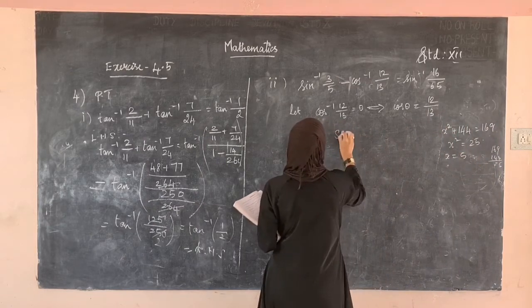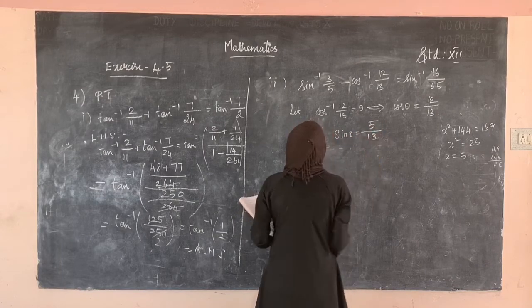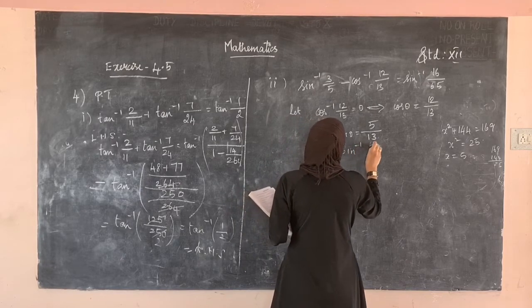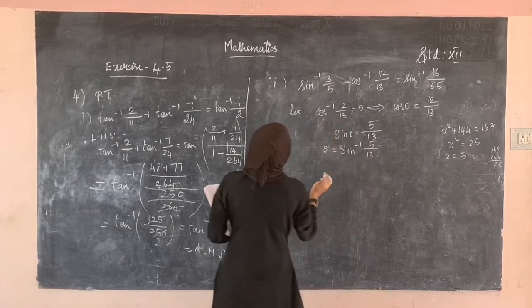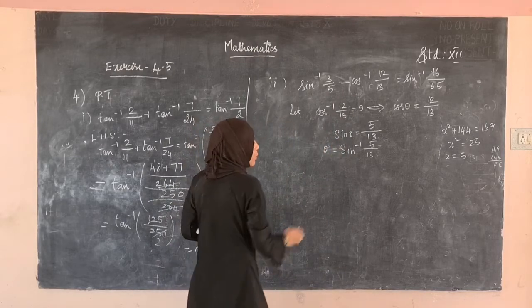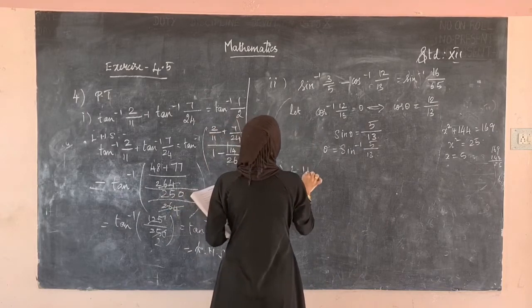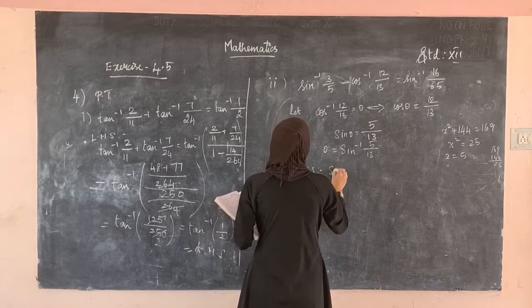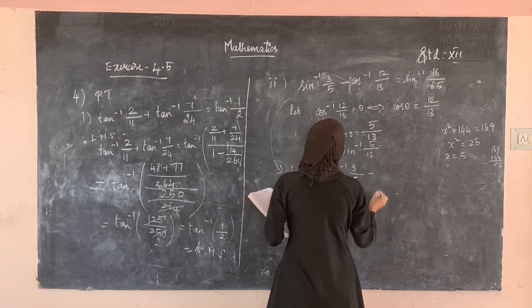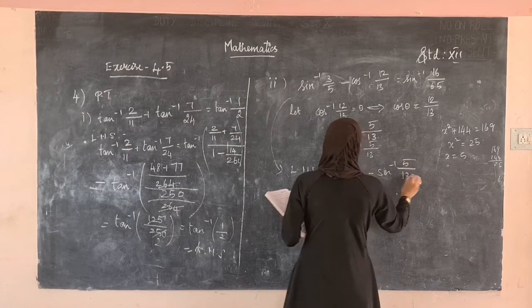So from this what can we write? Sin theta will be equal to 5 divided by 13. Then theta is equal to sin inverse of 5 divided by 13. So here in the question, instead of cos inverse of 12 divided by 13, we can substitute sin inverse of 5 divided by 13. Therefore, LHS is sin inverse of 3 divided by 5 minus sin inverse of 5 divided by 13.